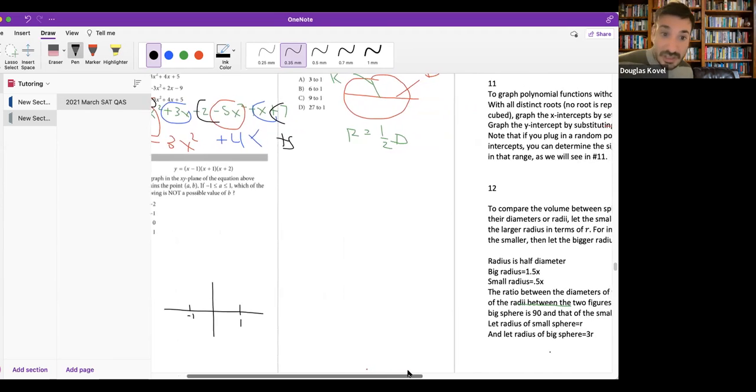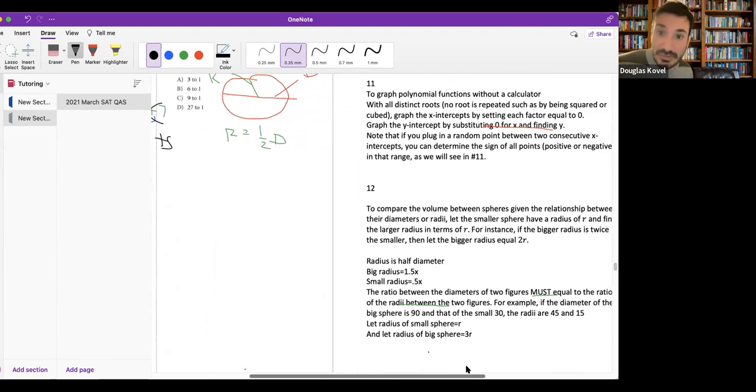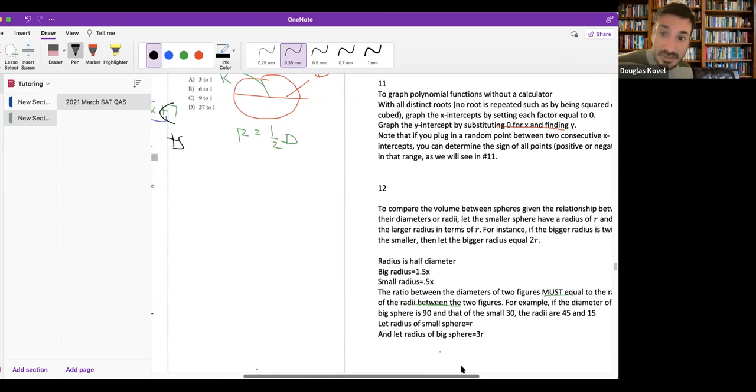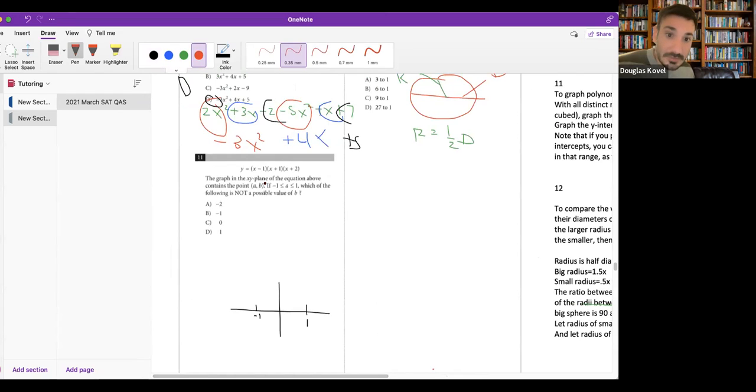Here I have some general tips on how to sketch polynomial functions. This is good for when you have distinct roots, which means that no root is repeated, such as by being squared or cubed, which we don't have here. The first thing you want to do is graph the x-intercepts by setting each factor equal to 0. The factors would be each of these three parentheses. So I would do x minus 1 equals 0, x plus 1 equals 0, and x plus 2 equals 0.